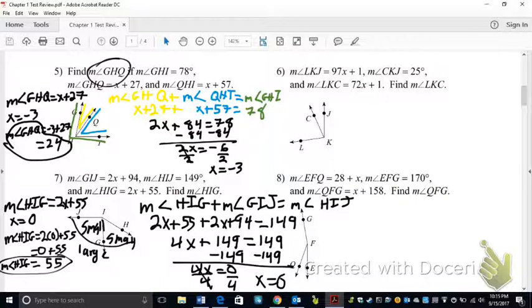Now to check that, what I'd want to do is go back and plug a 0 into the other one. Right there, 2 times 0 is 0, so that makes that disappear. So then I have 94 plus 55. Now if I did this right, I should get 149. I do. 149 equals 149. That's a check. So I'm good to move on.